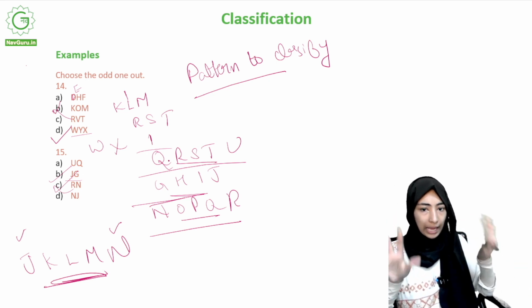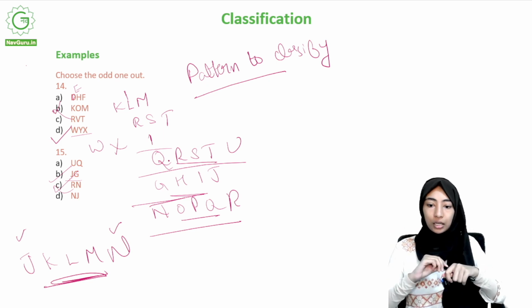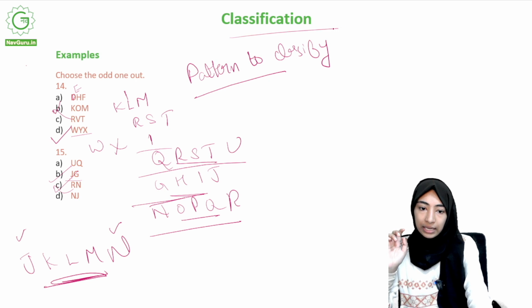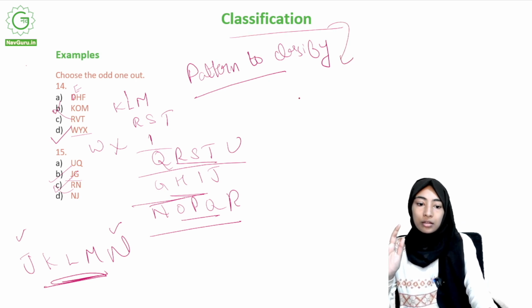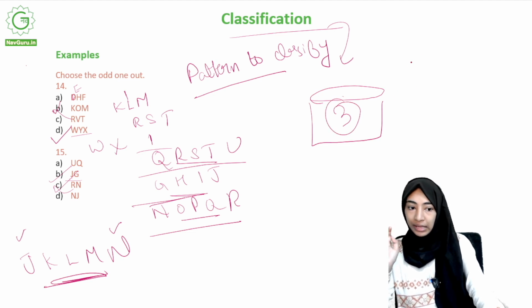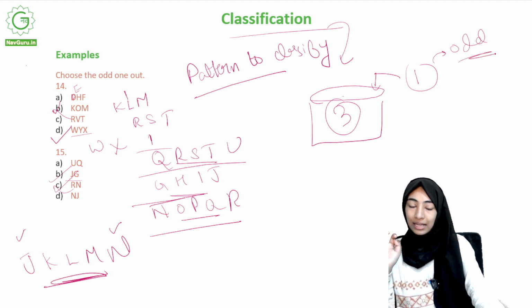So in that way we are also done with the example session of classification. I hope it has been a good session. Basically classification is all about finding some common jar. I would call it a jar, some common jar you can put all other three options into, and then there will be one option which cannot enter that jar. This option will be your odd one out. Classification is just all about finding this jar. Once you can find the jar, you're done.